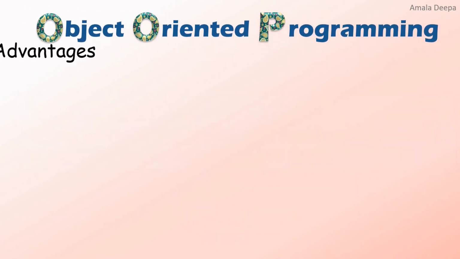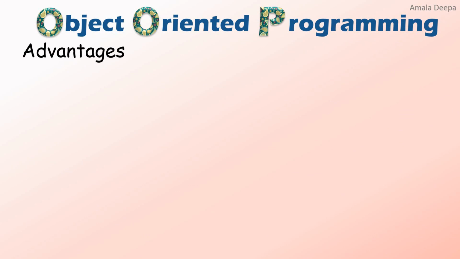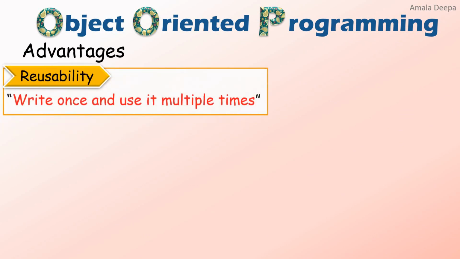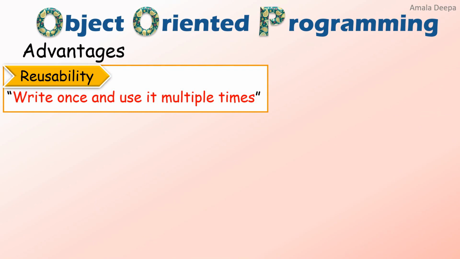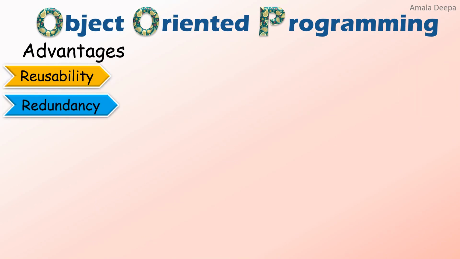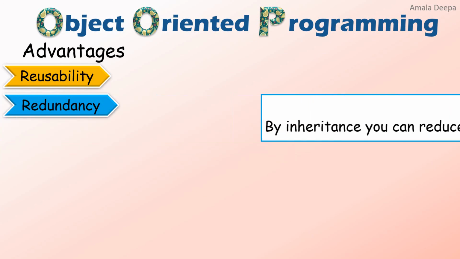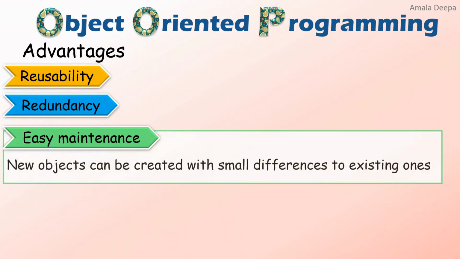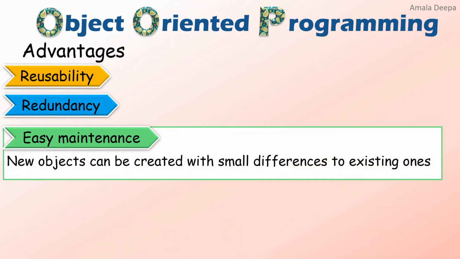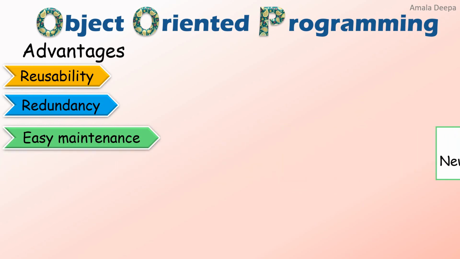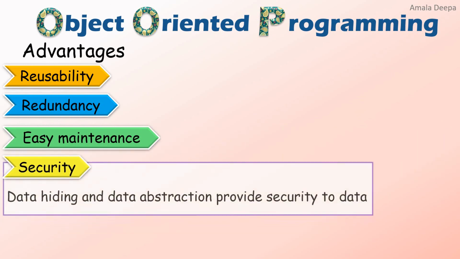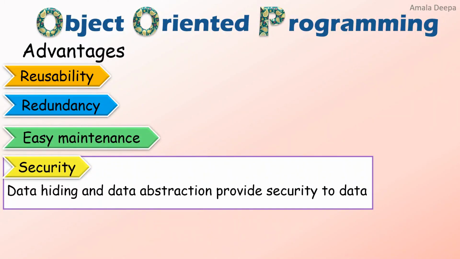The advantages of object-oriented programming are as follows. Reusability. Write once and use it multiple times. Redundancy. Redundancy means repetition of information or data. Actually, object-oriented programming reduces redundancy. By inheritance, you can reduce redundancy. Easy maintenance. New objects can be created with small differences to existing ones. Security. Data hiding and data abstraction provide security to data.